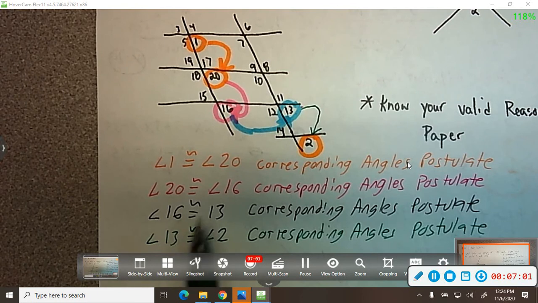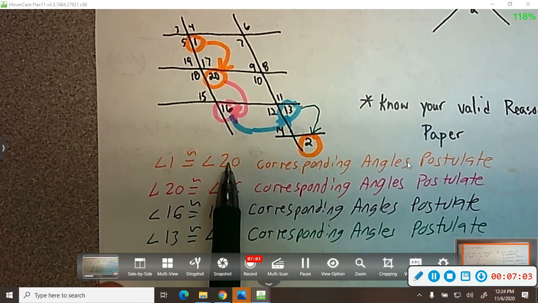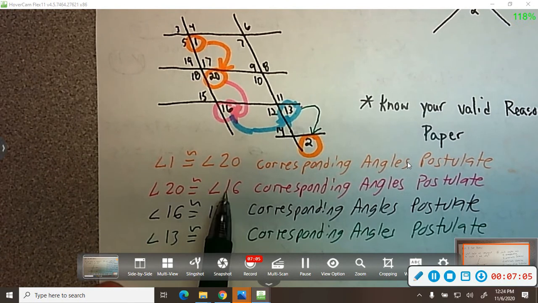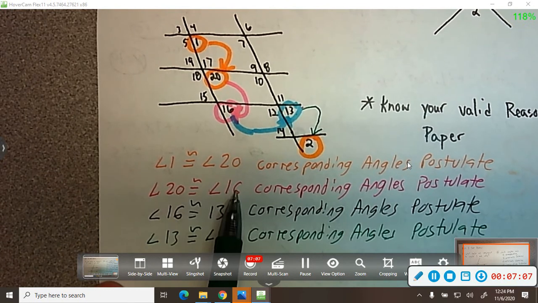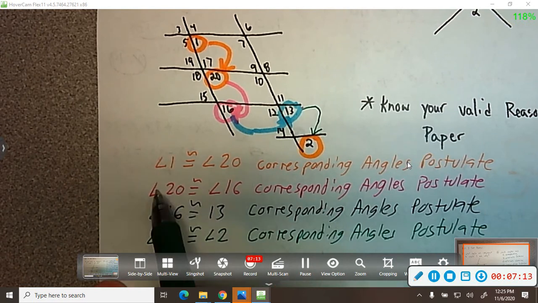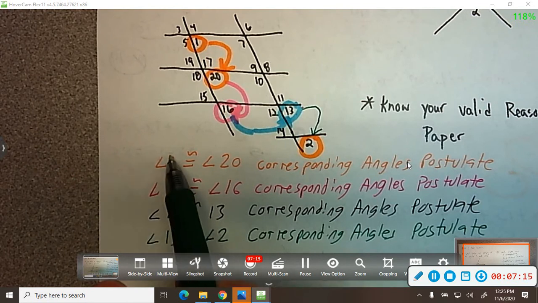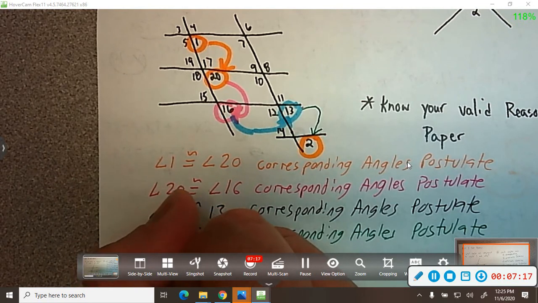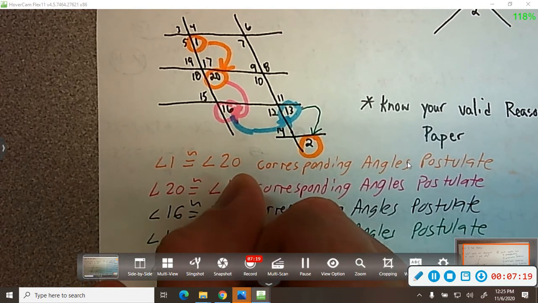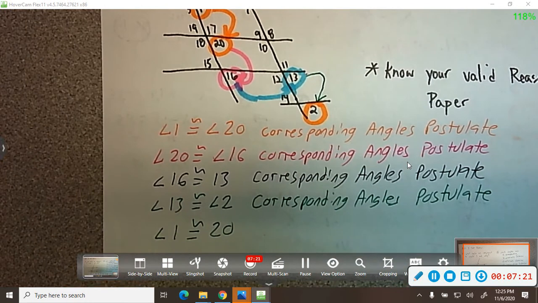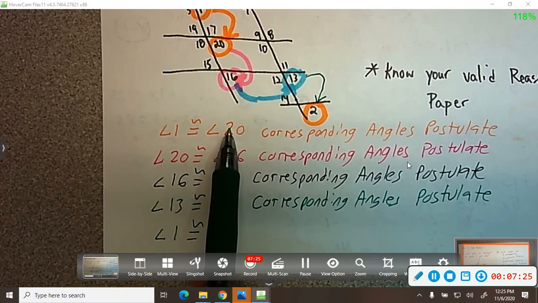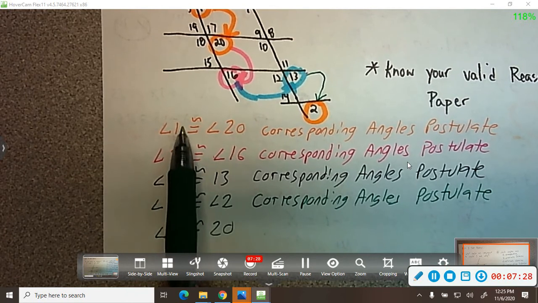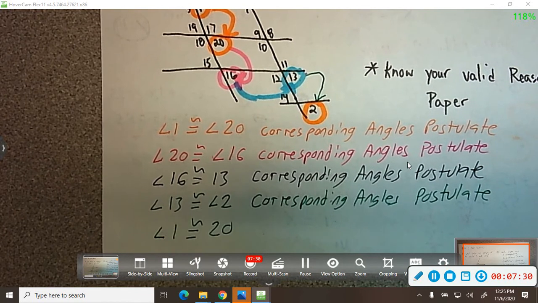So if 1 equals 20, then 1 is 16. If 1 is 16, then I could use the transitive property multiple times. So I could jump 1, 20, 20, 16, 16, 13, 13, 2. That means that 1 is congruent to 2. And the property says if A equals B and B equals C, then A equals C. That's called the transitive property.